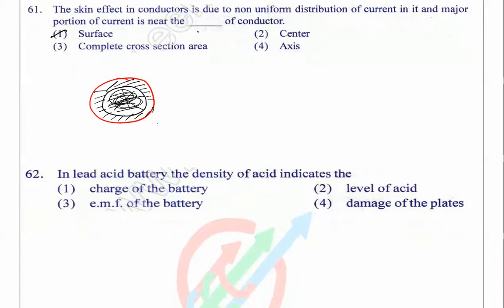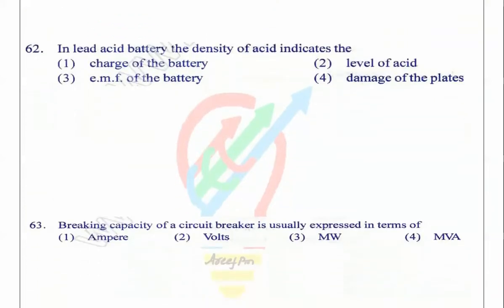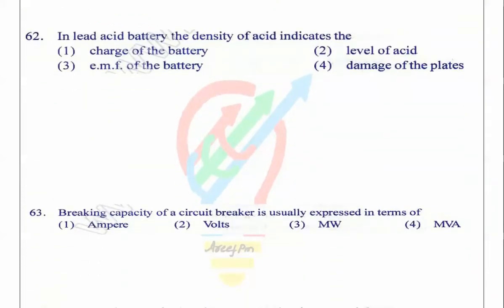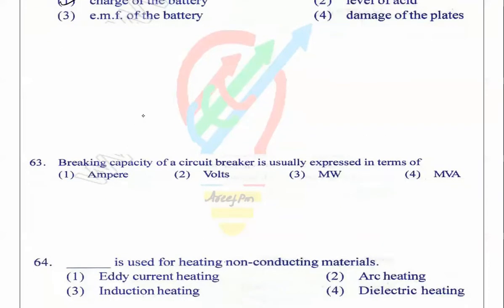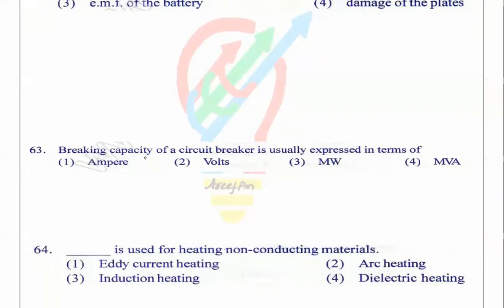The next question that we have is: in a lead acid battery, the density of acid indicates the charging of the battery. So this is a direct and straightforward question. Next one. The breaking capacity of a circuit breaker is usually expressed in MVA. The breaking capacity and making capacity are also expressed in same MVA only. Next one.